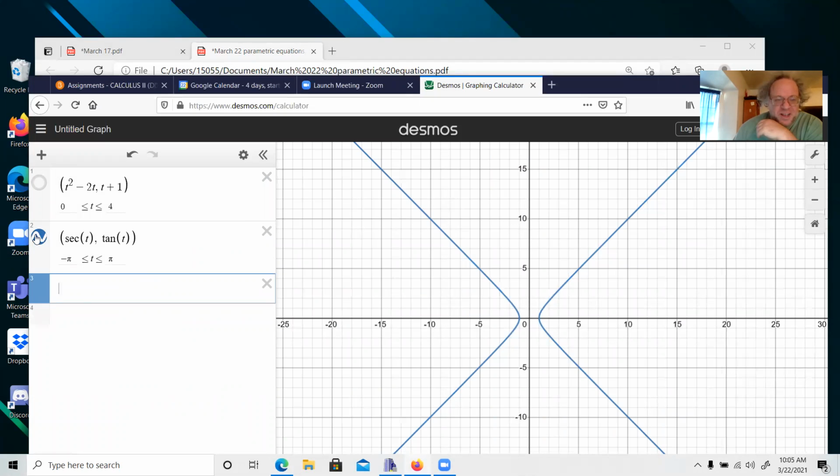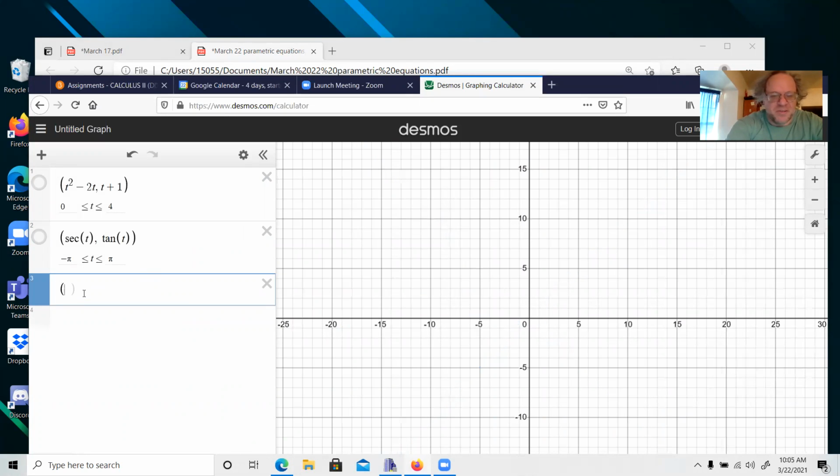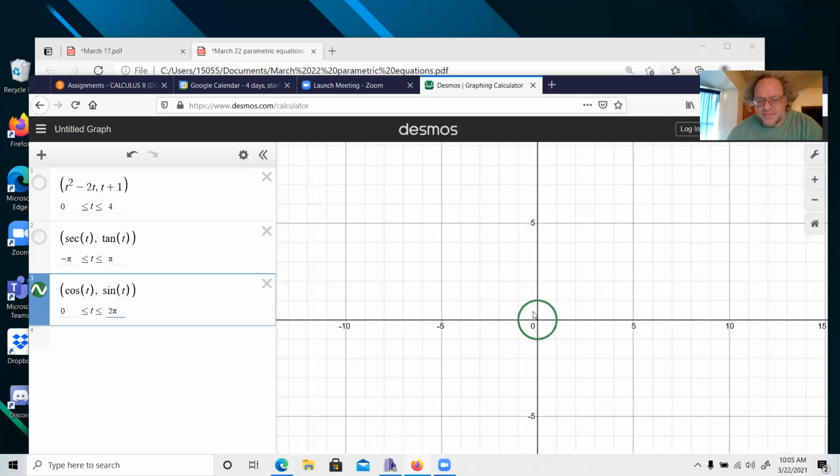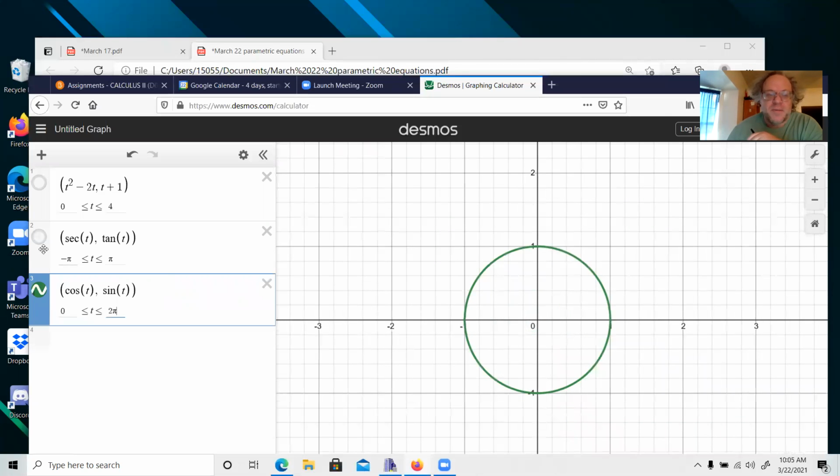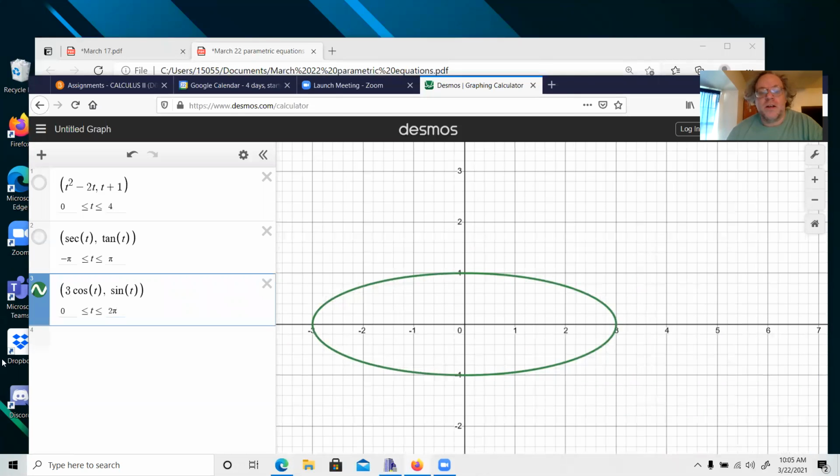So if I was to go ahead and do this, we'd have the ordered pair cosine t, sine t. And again, we'll go from 0. I don't know if I can do 2 pi on this. Let's go with 2 pi. Oh, look at that. They did it. Circle, radius 1, right? How do I make it bigger? How about we do a 3 here? Oh, look at that. This will come in handy later.